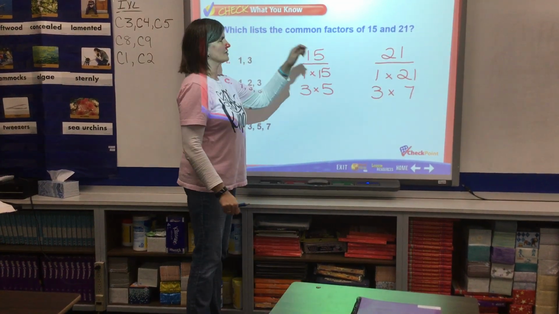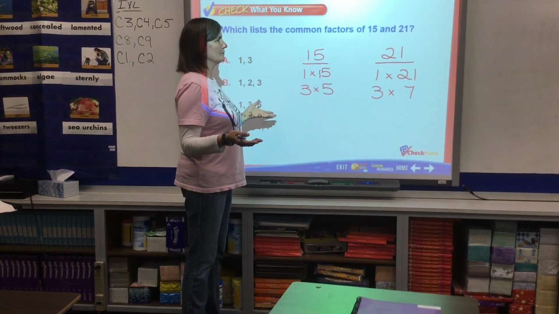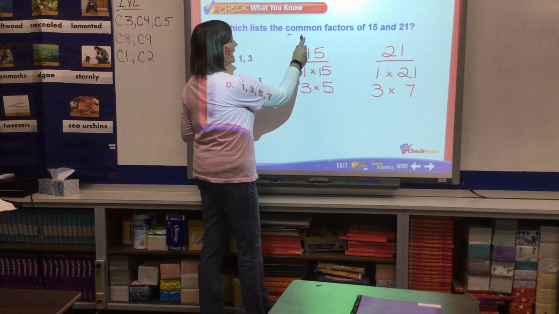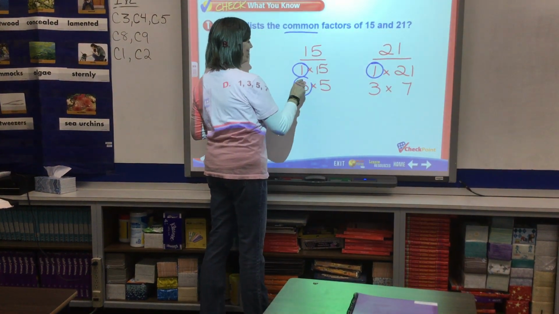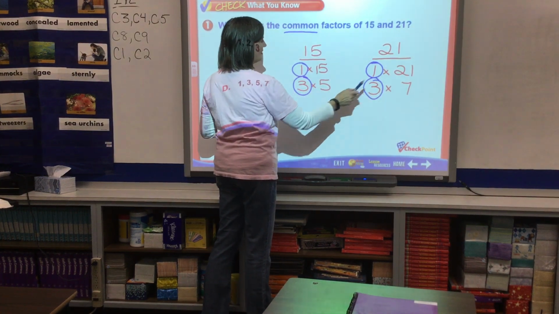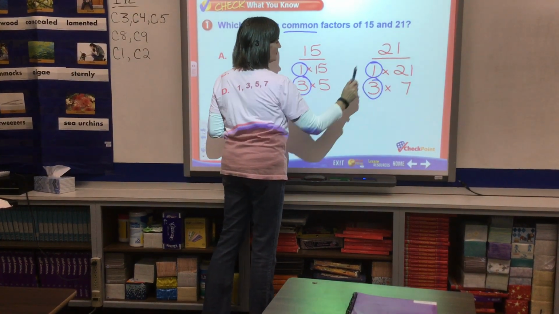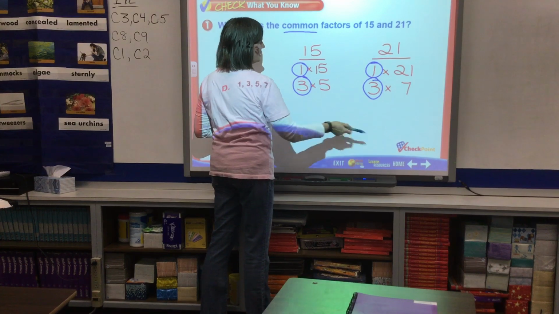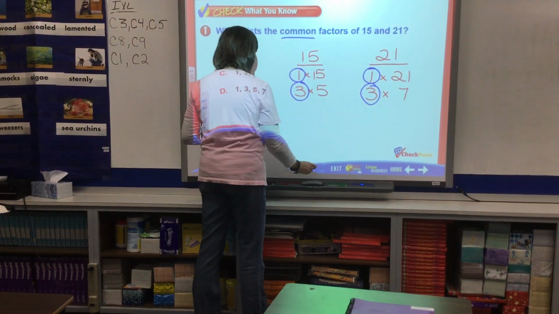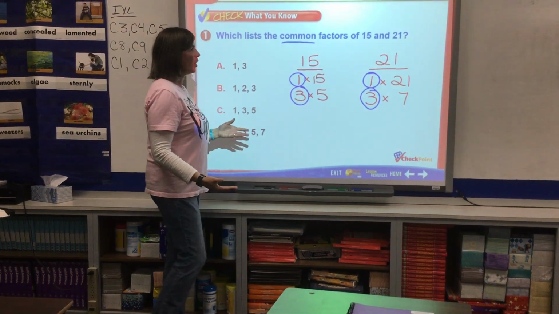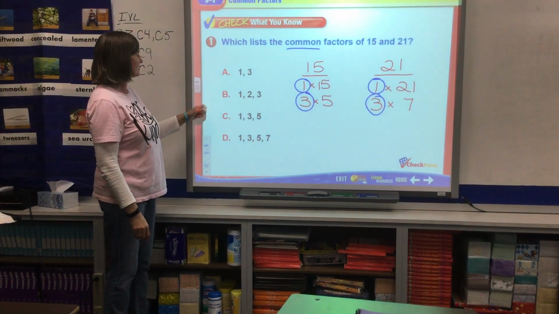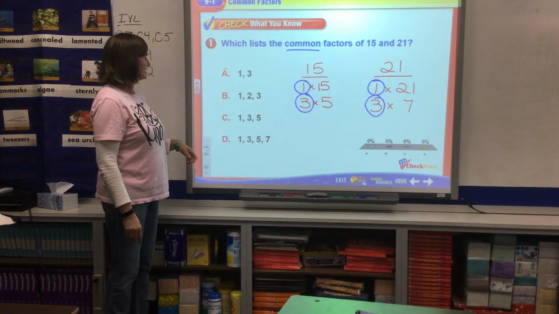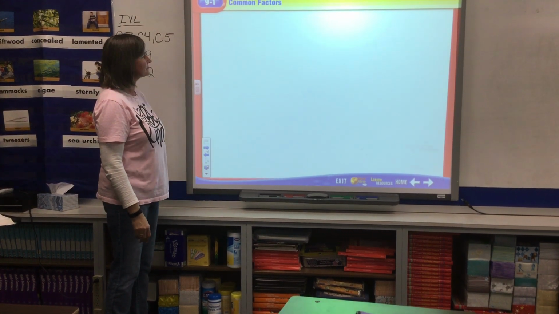So those are the factors of 21, and now we simply find the ones that they have in common with each other. They both have a 1, they both have a 3. There's a 5 here, but not there. There's a 15 here, but not there. There's a 7 there, but not here. And there's a 21 there, but not here. All right, so simply 1 and 3 are common factors. So I'm going to say letter A is the correct answer.